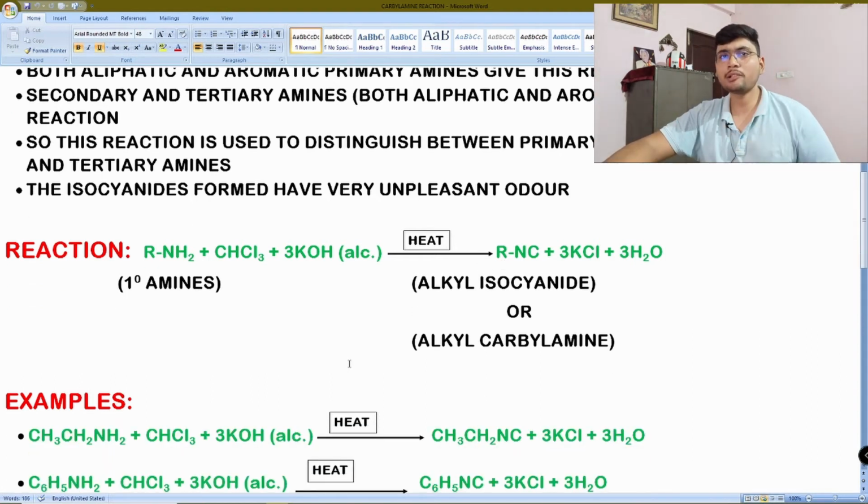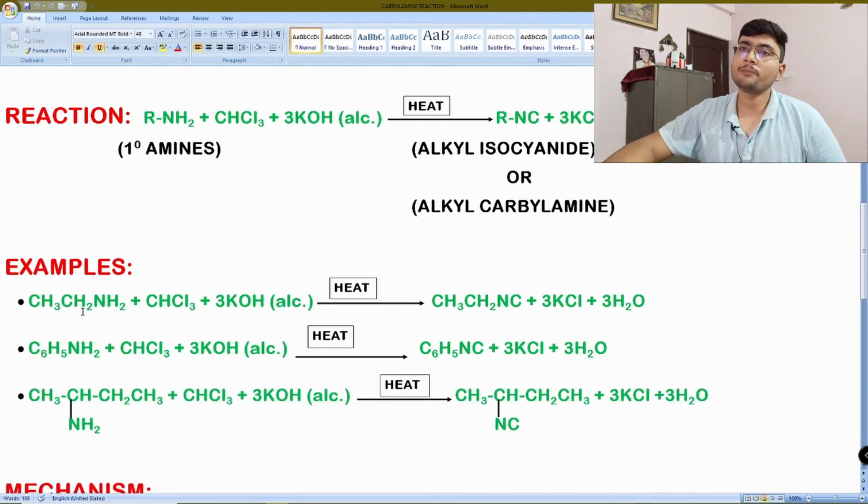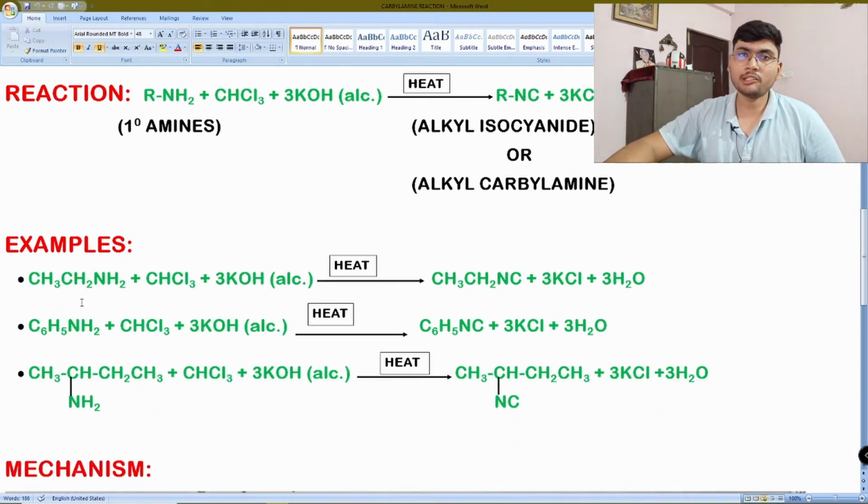Now let us see some examples of the carbylamine reaction. The first example is ethylamine. Heating it with chloroform and alcoholic KOH, you will get ethyl isocyanide, KCl and water. The simple way to predict the product is to replace the NH2 group with an NC group. In the final product there is nothing much different. This is a trick to directly predict the products.